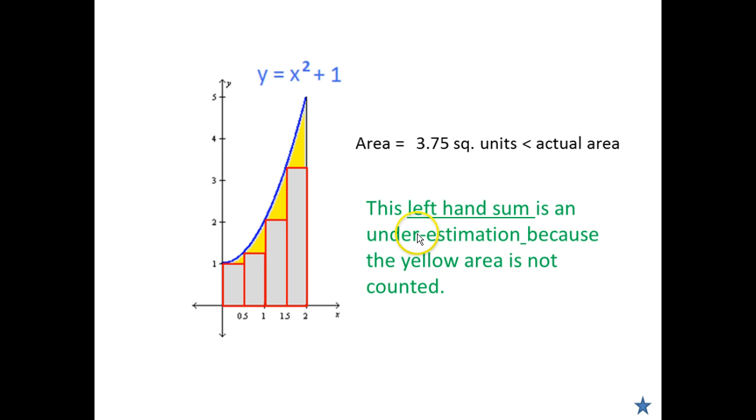This left-hand sum is actually an underestimation because we did the area of these rectangles, but all this yellow part was not counted in the area.